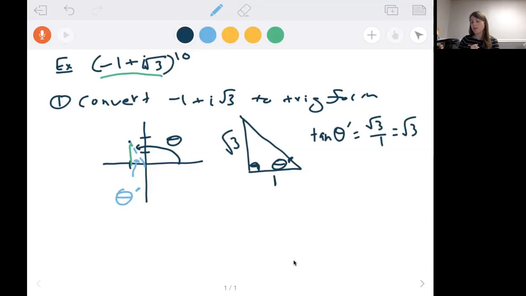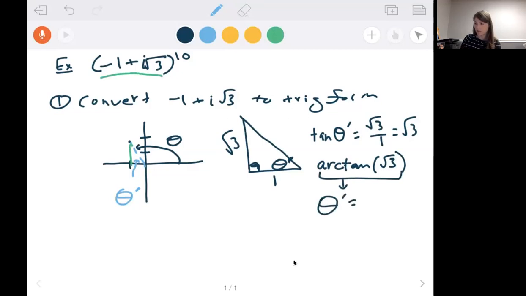Now, you could also ask Desmos to find the arctan, or ask yourself, what is the arctan of square root of 3? And make sure we can get that particular angle. So looking at your unit circle or using the arctan, what we're actually going to find is that this tells us our reference angle, in this case, is pi over 3.